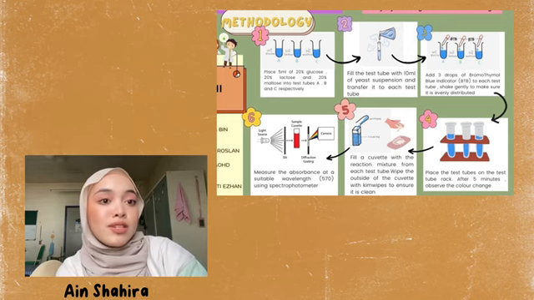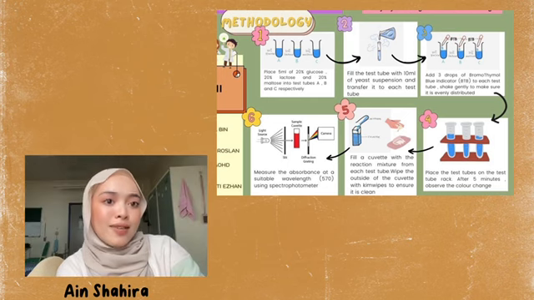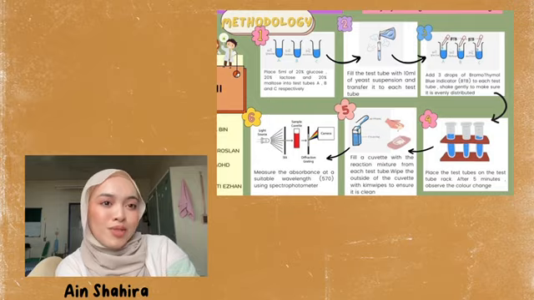Next, we fill a cuvette with the reaction mixture from each test tube and wipe the outside of the cuvette with clean wipes to make sure it is clean. Lastly, we will measure the absorbance at a suitable wavelength, which is 570 nm, using a spectrophotometer.